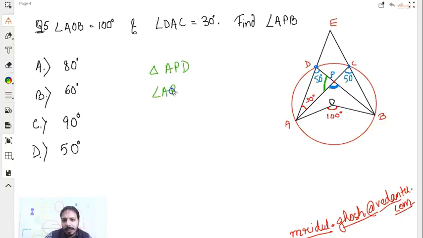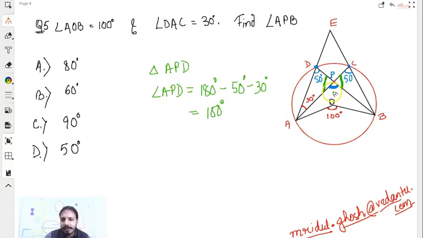Angle APD is equal to 180 minus 50 minus 30, yes or no? See here in this triangle. So what is this angle? It will be 50, 30, 180, so this will be 100 degrees, right? If this is 100, what is this angle, guys? These are vertically opposite angles, so this is also 100.